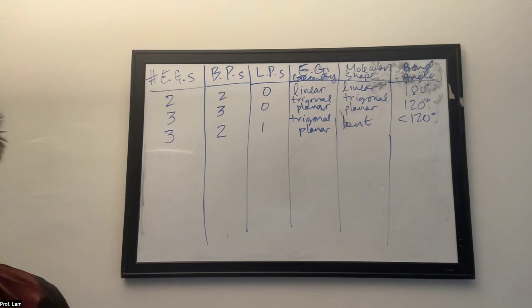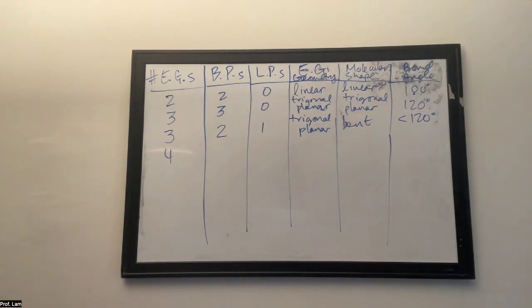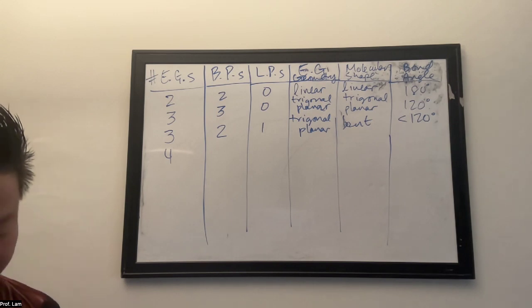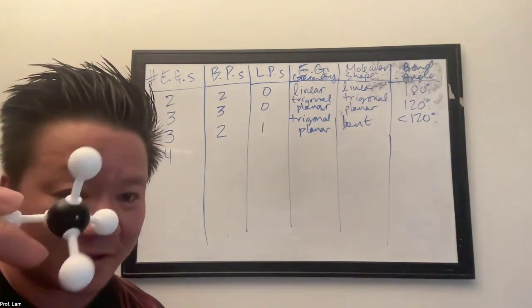We're going to go to 4 electron groups now. So 4 electron groups. Think about it. How do I make 4 things bound to a central atom as far away from each other as possible? What would that look like? Now, some of you are going to want to say, oh, it's a cross. That's close, but actually you can do even better than a cross. Right? You can do this. Okay.